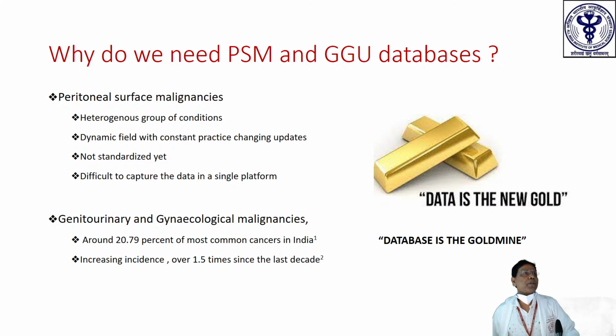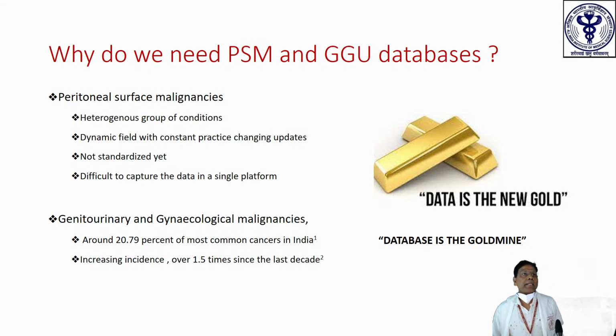So we look at the peritoneal surface malignancy. You know that peritoneal surface malignancy is an upcoming branch of medicine, coming up for the last few decades. It is a heterogeneous group of conditions and a dynamic field that keeps changing, not standardized yet, and difficult to capture the data in the same platform. And that is the biggest challenge in acquiring the PSM data.